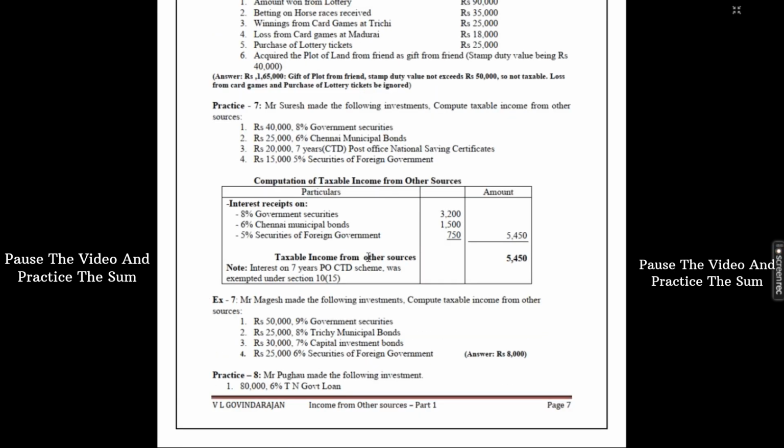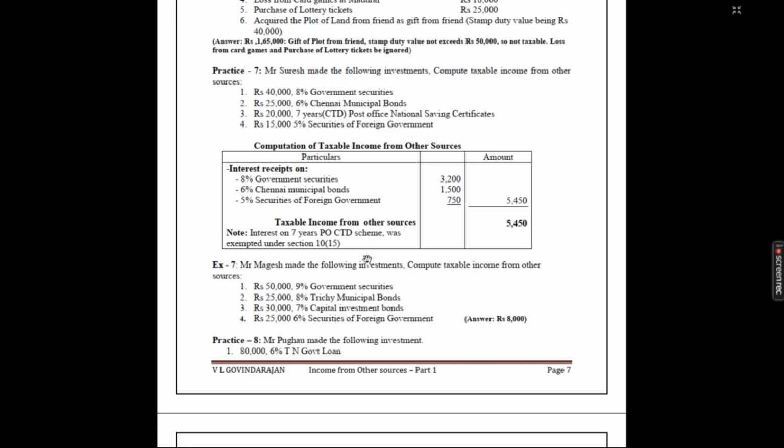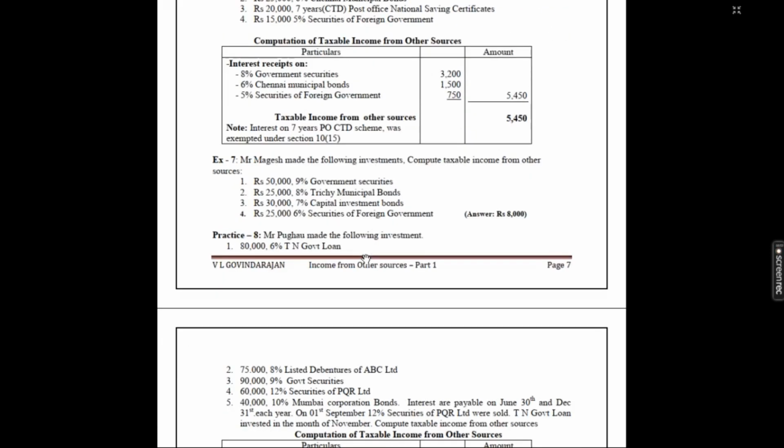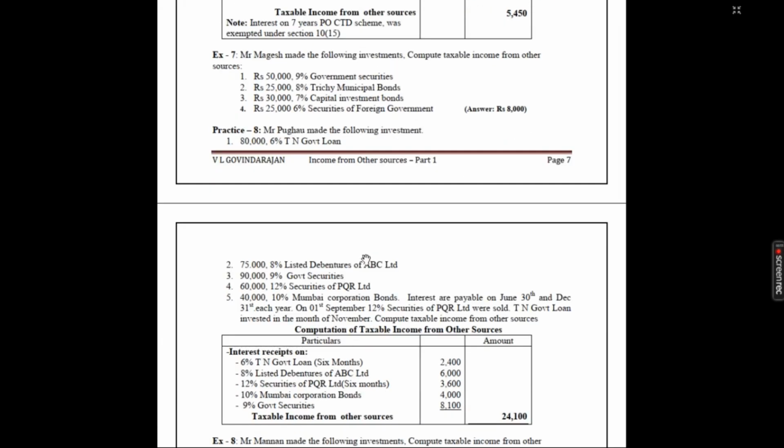Now let me see practice 8. Mr. Pugar made the following investments. The amounts of investment: 80,000 in 6% TN government loan, 75,000 in 8% listed securities of ABC Limited, 90,000 in 9% government securities, 60,000 invested in 12% securities of PQR Limited, and 40,000 invested in 10% Mumbai Corporation bonds. Interest is payable on 30th June and December 31st each year. On 1st September, 12% securities of PQR Limited were sold. So interest was paid twice in a year.